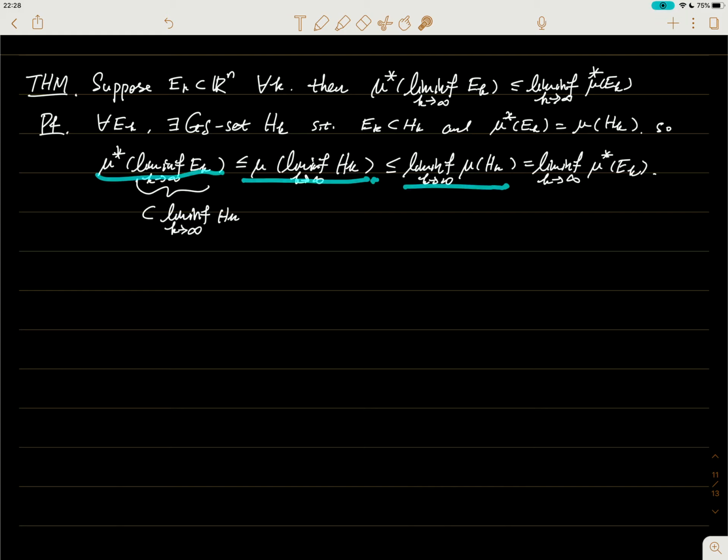For the sets to be measurable, we have this. And then, because each mu of H_k is the same as the mu star of E_k, the outer measure of E_k, these two are actually the same, because each individual term is the same. That's why I have this. So that's how we show this one. Okay, so even for general sets, we can show this result.